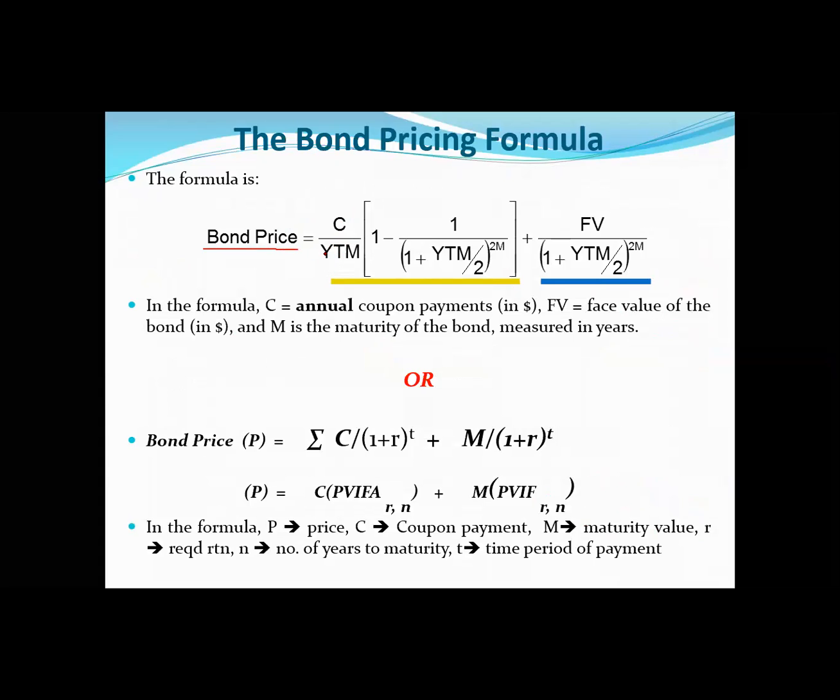YTM stands for yield to maturity. So this is the formula. This is one of the formulas that is available to calculate the price of the bond. Looking at the complexity of this particular formula, I don't recommend you to use it. Neither will I use this formula, since it's very complicated.